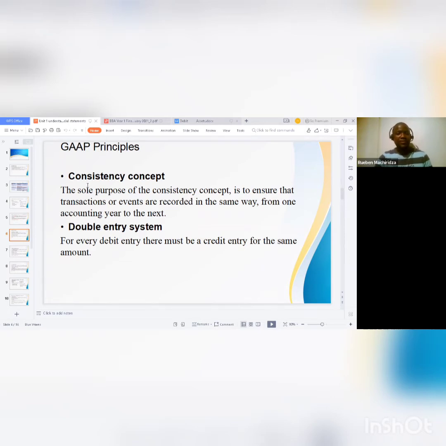The first principle that we are going to be looking at is the consistency concept. The purpose of the consistency concept is to ensure that transactions or events are recorded in the same way from one accounting year to the next. So we want to adopt the same procedures that we apply this year next year, and the year after that.